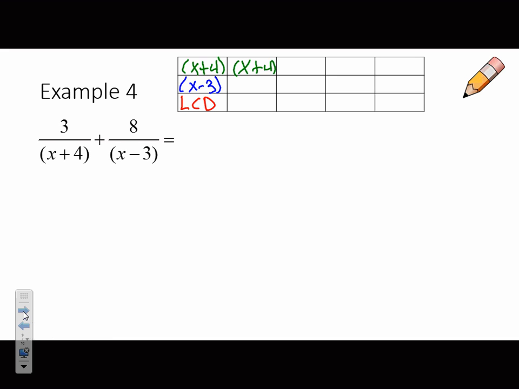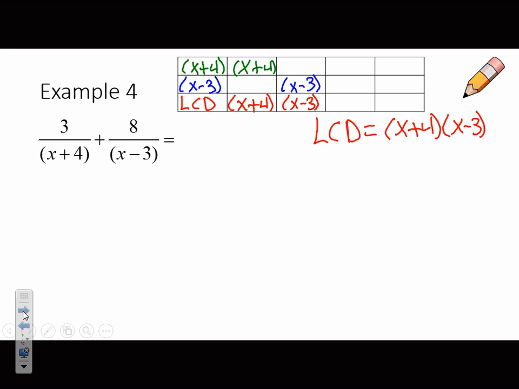And then I have to make a new column for x minus 3. Remember, each factor gets their own column. Least common denominator, I'm just going to drop them down. So I have x plus 4 and x minus 3. So my least common denominator is going to be x plus 4 times the factor x minus 3. Now I have to go through and see what I'm missing.